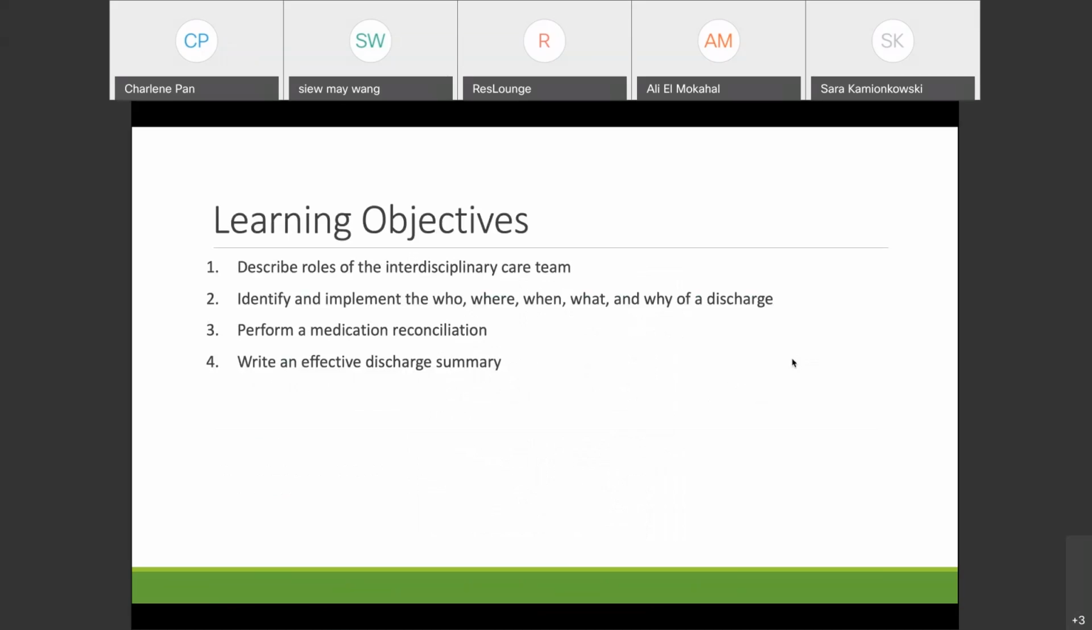So our learning objectives for today are we're going to be able to describe the roles of the interdisciplinary team, identify and implement the 5 W's of a discharge or dispo plan. We're going to perform a medication reconciliation and learn how to write an effective discharge summary.